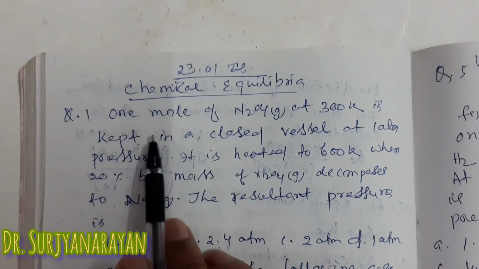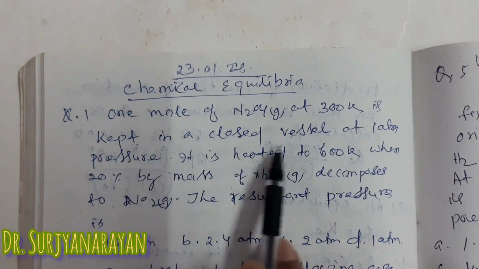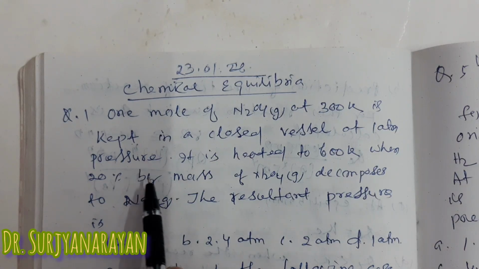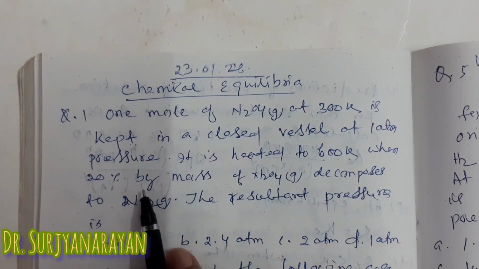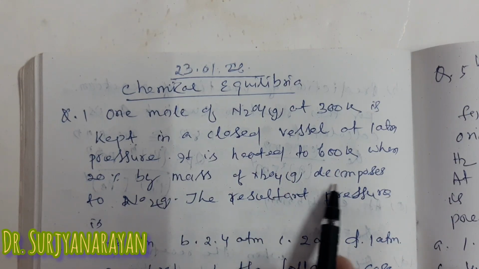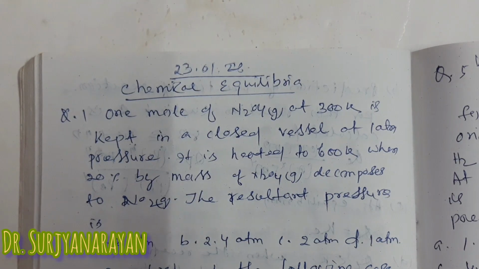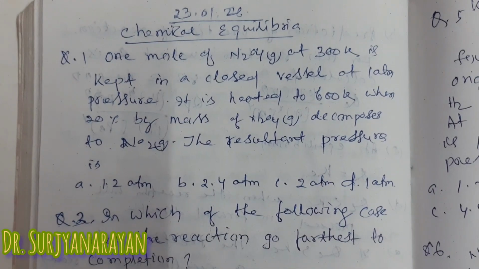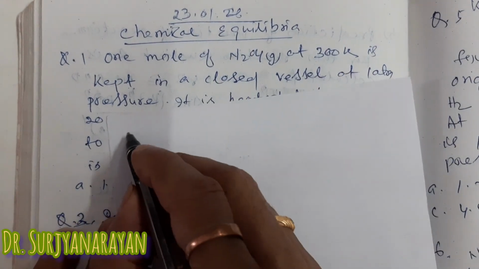First question: 1 mole of N2O4 at 300 Kelvin is kept in a closed vessel at 1 atmosphere pressure. It is heated to 600 Kelvin. When 20% by mass of N2O4 gas decomposes to NO2 gas, the resultant pressure is what? Okay, so we'll do question number 1.